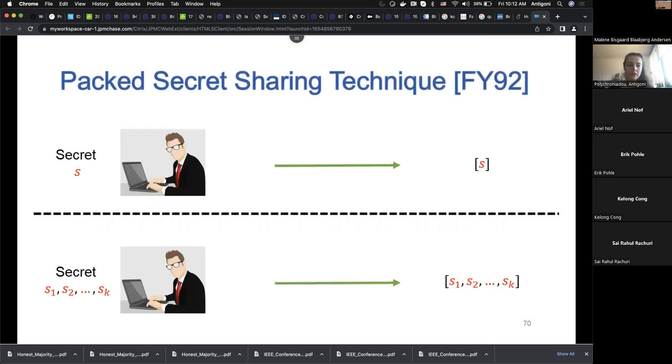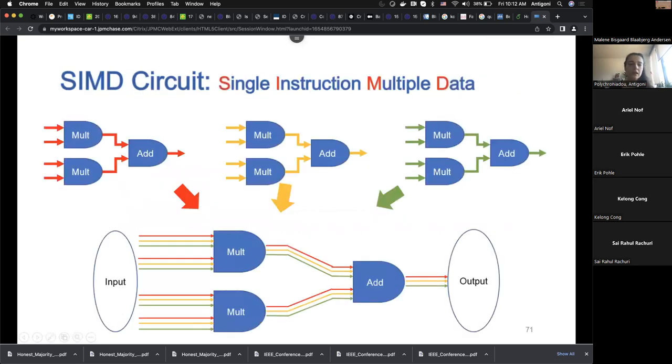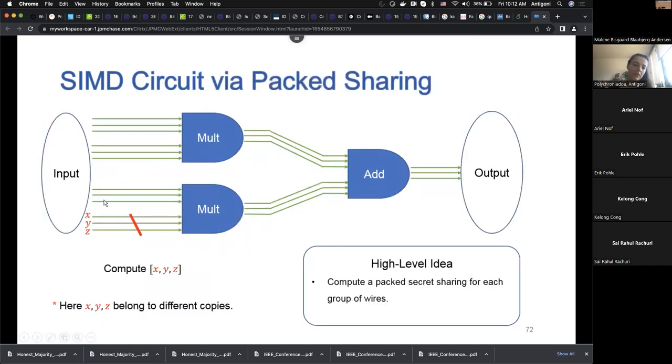So let me go over that solution. We use packed secret sharing, where instead of hiding one secret in one sharing, we hide many. And here, now we can have gates where we can batch k values. So we can have this SIMD circuit. The benefit is that now you operate on the shares at once.